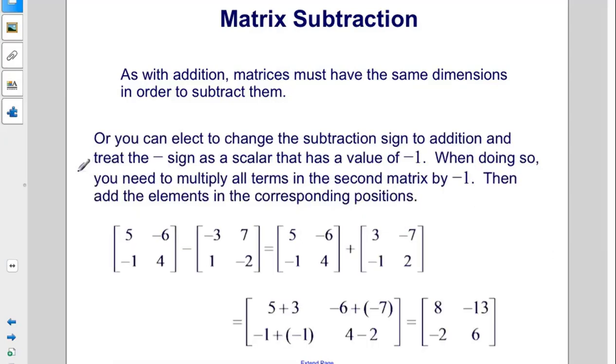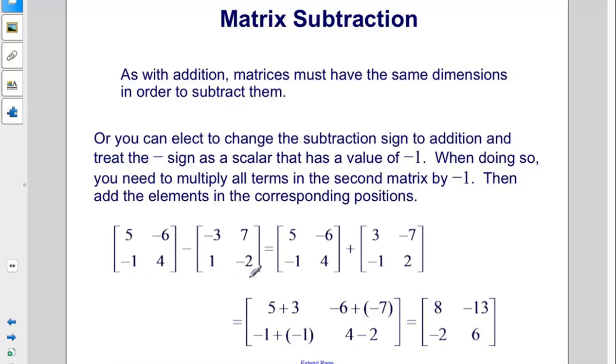Or you can elect to change the subtraction sign to addition and treat the negative sign as a scalar that has a value of negative 1. When doing so, you need to multiply all terms in the second matrix by negative 1. Then you add the elements in the corresponding positions.